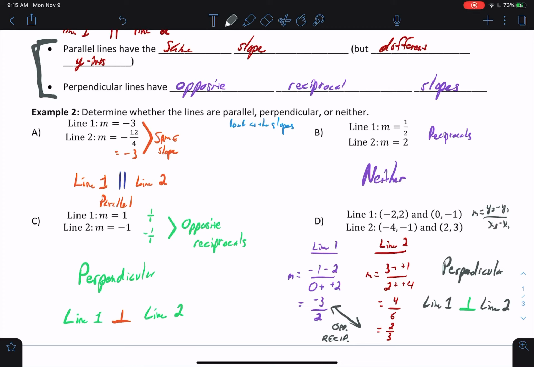Okay? So it all comes down to the slope. Parallel lines have the same slope. Perpendicular lines have opposite reciprocal slopes. It's a two-parter there. All right, in the next video, we will talk about how to write the equation of parallel and perpendicular lines. Again, it all comes down to slope.